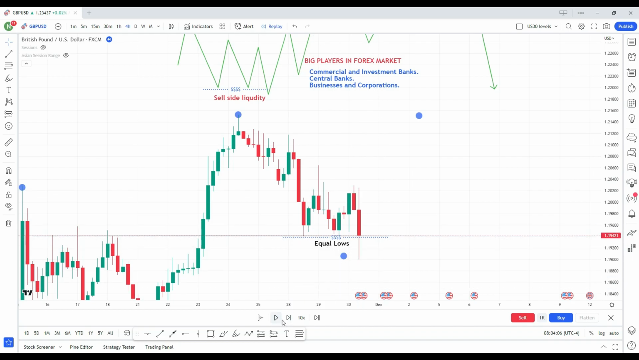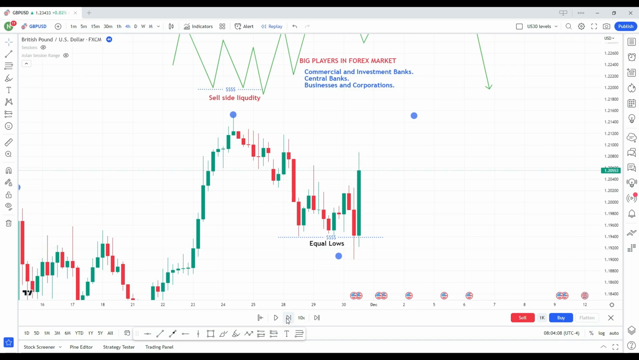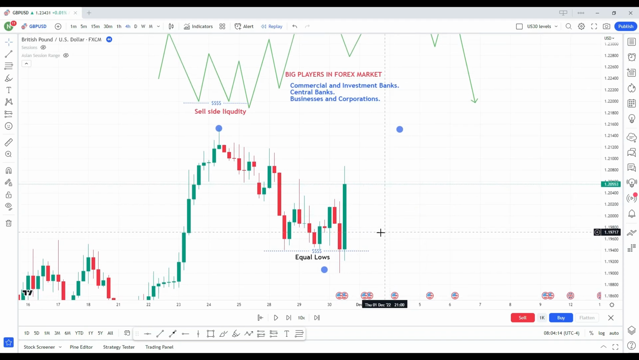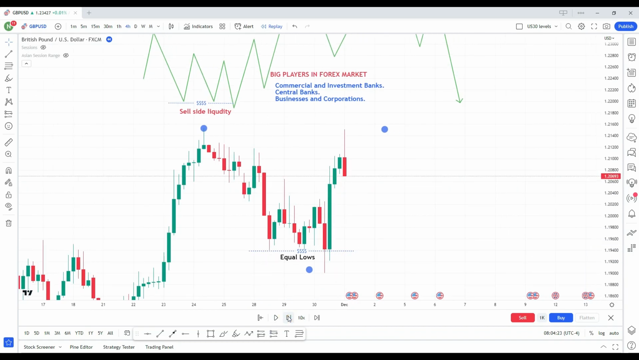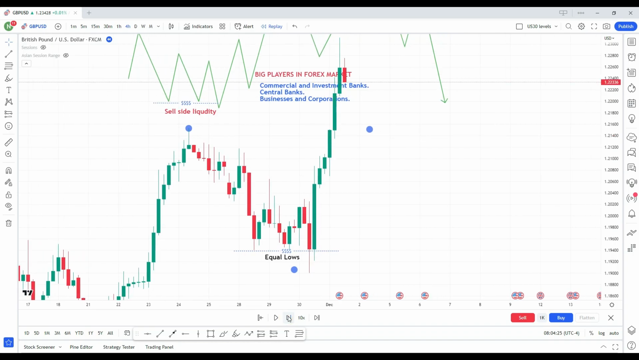Let's see. Look at that momentum, that humongous candlestick. The move is in the right direction, but it has already stopped you out, and then the move continues. It was a huge move.